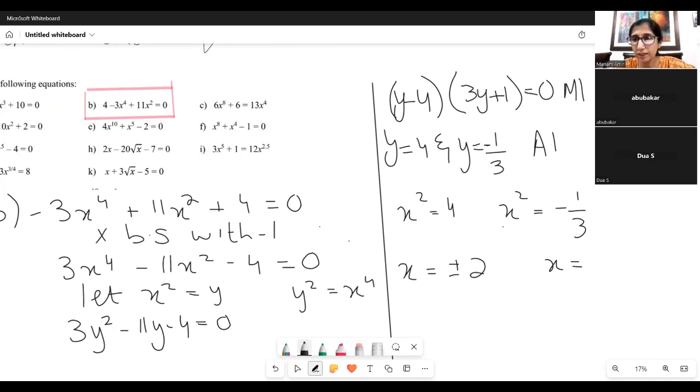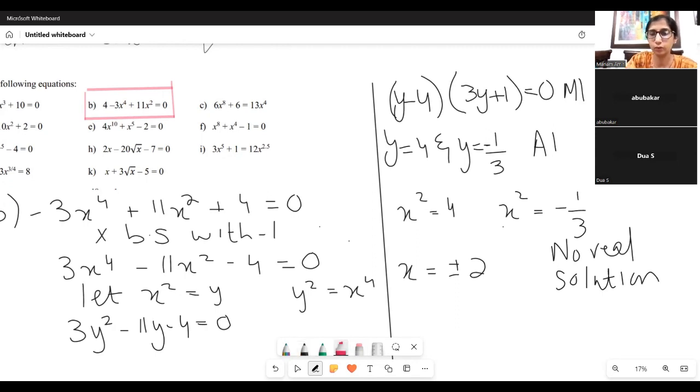अच्छा ठीक है. Can we take the negative square root of a negative value? No, we can't, because the calculator will say math error. So you write no solution, no real solution. No real solution for this one. You can't square root a negative number.